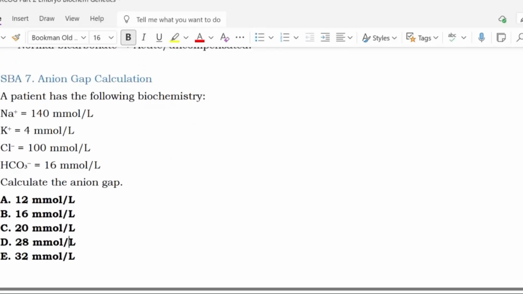A patient has the following biochemistry: sodium is 140, potassium is 4, chloride is 100, HCO3 is 16. Calculate the anion gap.